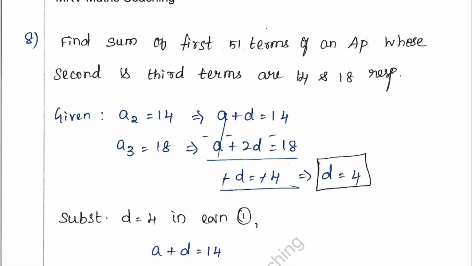Next question. Find the sum of 51 terms of an AP whose second and third terms are 14 and 18. Can you see this?